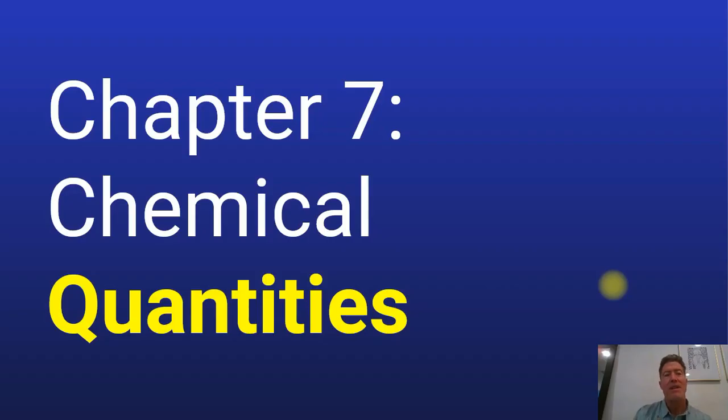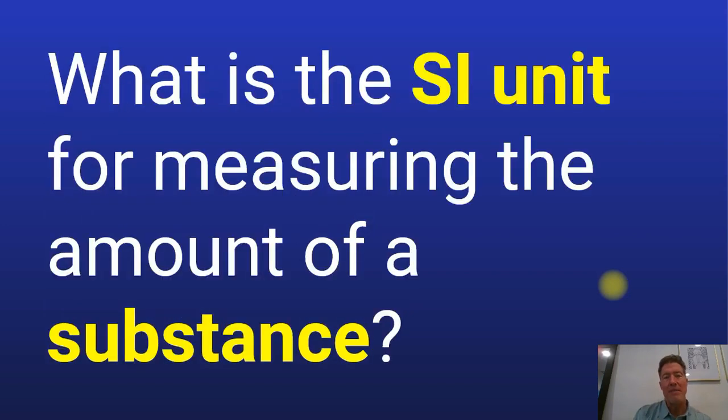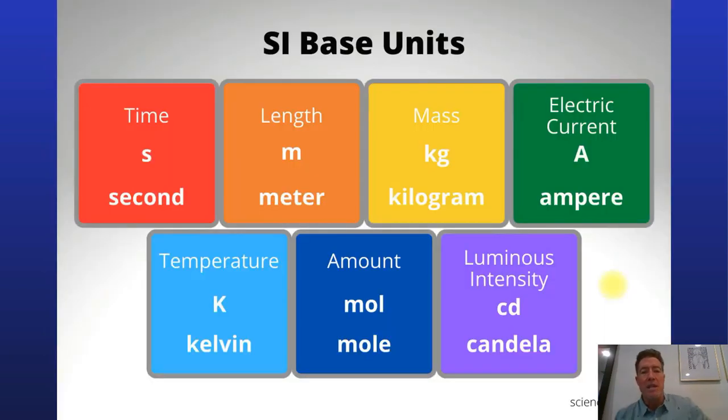Today we're talking about chemical quantities. What is the SI, the metric unit for measuring the amount of a substance? You may recall it is the mole. These are the 7 base SI units. Time is seconds, length is meter, mass kilogram, electric current is ampere, temperature Kelvin, luminous intensity candela, and the amount of something is the mole. So we've got to get comfortable with the mole.